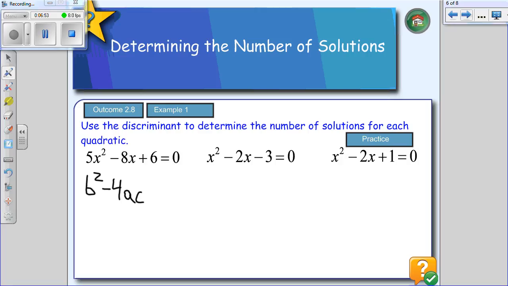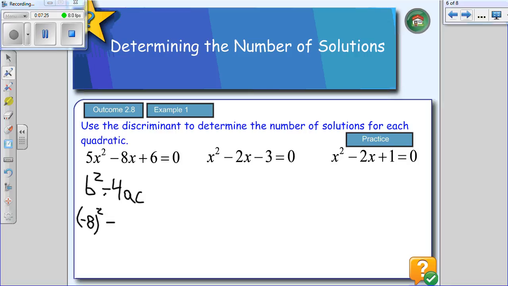Does that negative go with the 8? The negative right here is stuck with the 8. So you can either do it as the b squared would still be negative 8 squared. That's a good question also. Use brackets. The b value is negative 8, so you do negative 8 in brackets and then square it, and that'll make it positive, because a negative squared is positive.